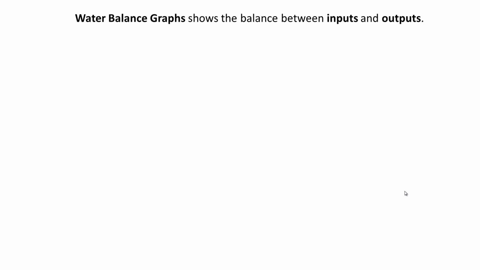Okay, so let's begin. So what are water balance graphs? Basically they're graphs that show the balance between the inputs and outputs. The inputs are precipitation and outputs are evapotranspiration. And to do this we need a graph.